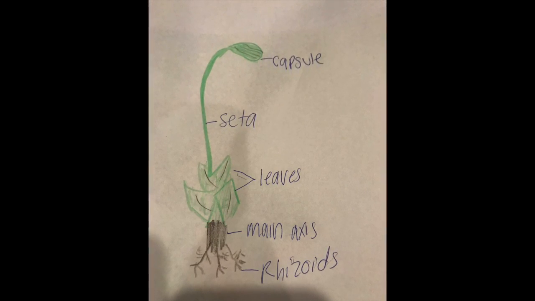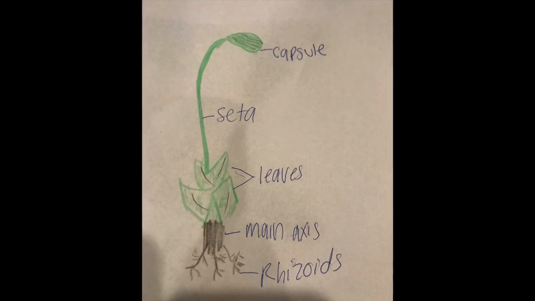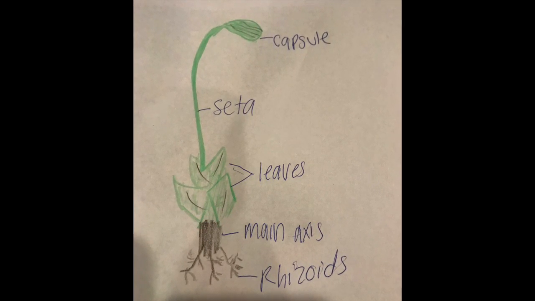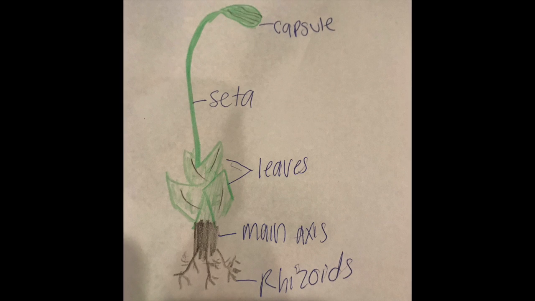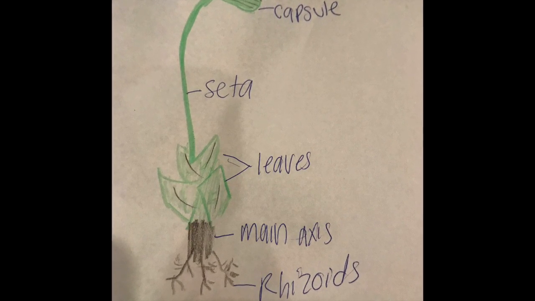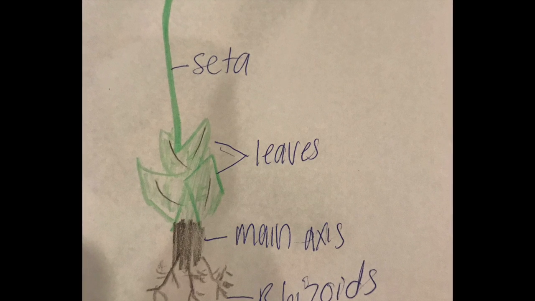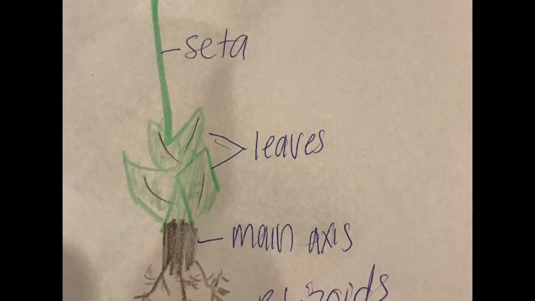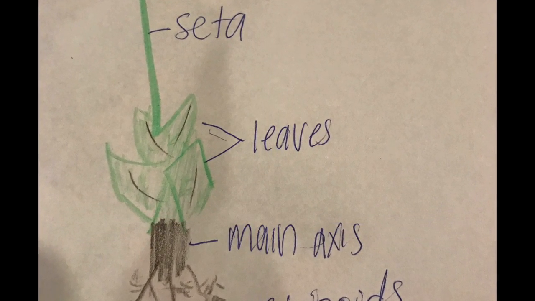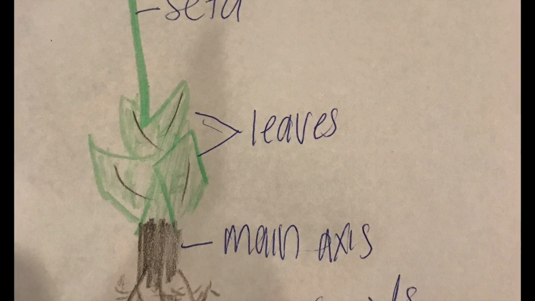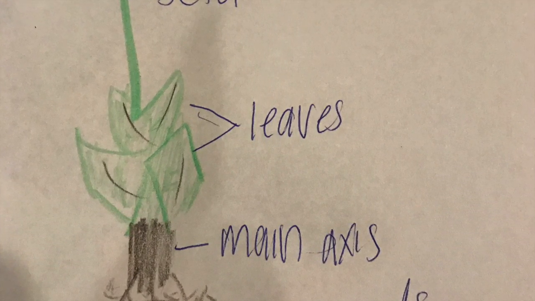The capsule is a type of simple, dry, rarely fleshy dehiscent fruit. Seta is a part of the sporophyte. The leaves are the site of the food-making process. The main axis is a compound structure, and the rhizoids are small branching hyphae.